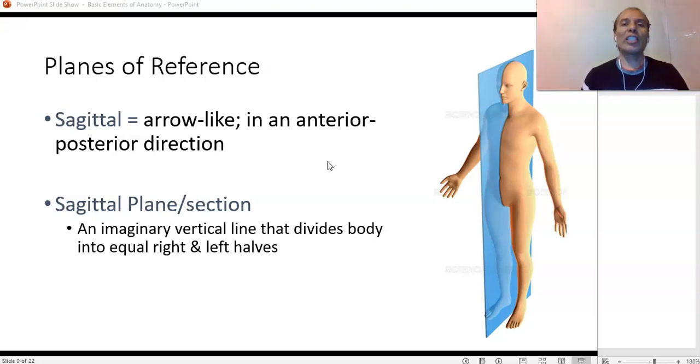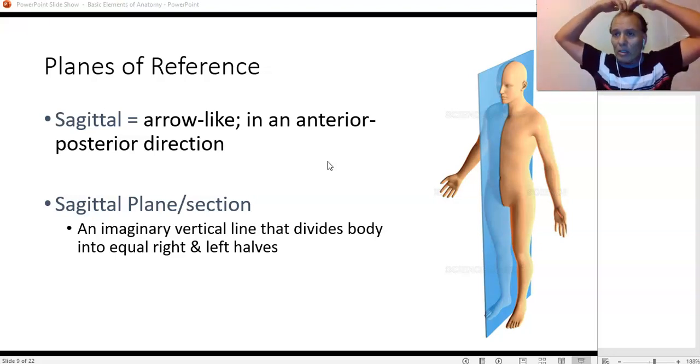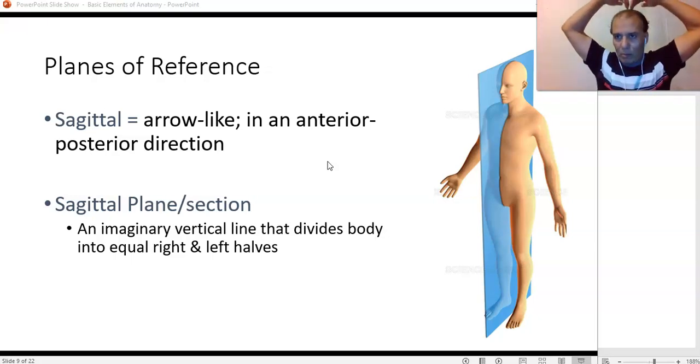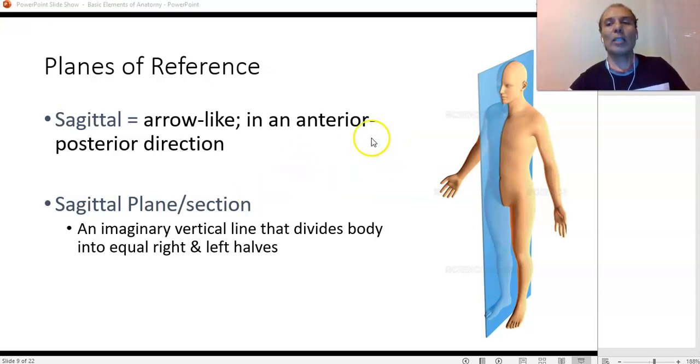Sagittal comes from the word Sagittarius, which means arrow. So you imagine taking an arrow, it pierces from here, it gets out of the back, and then you cut the entire body from the top and go all the way down until you split the whole thing into left and right halves.